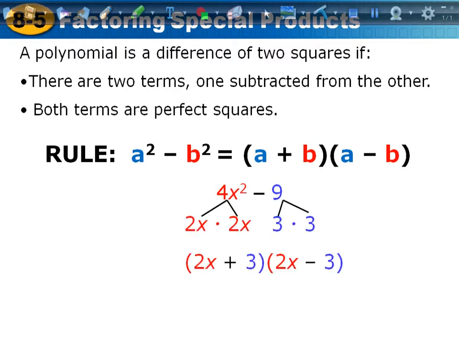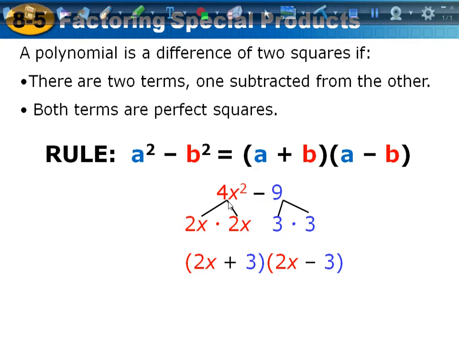Here's an example of this. You don't have to write this one down. We're just going to talk about it. You'll have plenty of examples to write here in a minute. If you notice, 4 is a perfect square, x squared is a perfect square, and so is 9. And it has a minus sign in the middle, so it fits the difference of perfect squares.